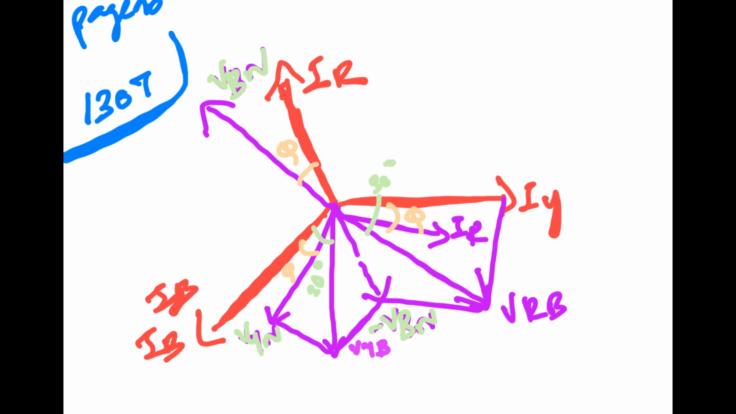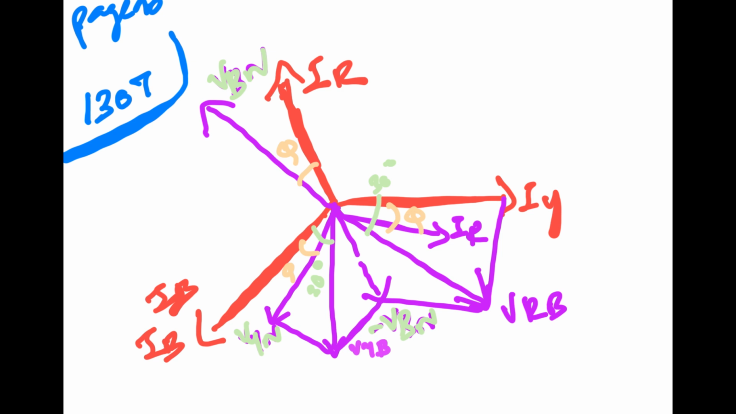WR measures the product of the effective value of the current through its current coil IR, the effective value of the voltage across its pressure coil VRB, and the cosine of the angle between IR and VRB, the voltage across the pressure coil of WR. We find the phase difference equations. VRB is VRN minus VBN. In the same way, VYB is VYN minus VBN.